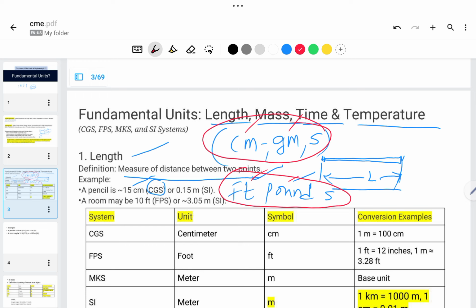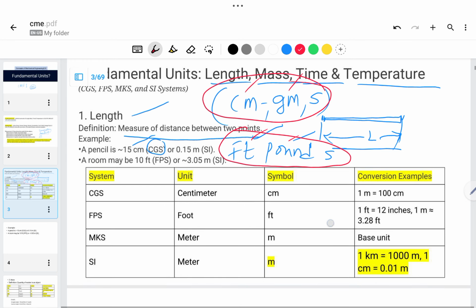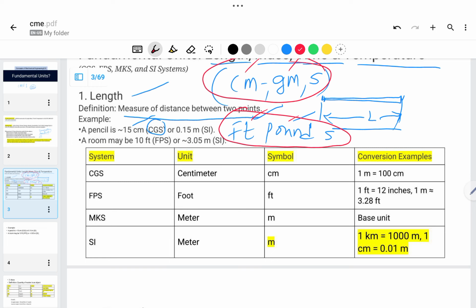Okay. So here you can see the length that is measured in centimeter in the CGS, in the foot in the FPS, and in the meter in terms of the MKS, and in the standard that you are referring to, SI, internationally accepted is meter. Here, for example, 1 meter is equal to 100 centimeter.